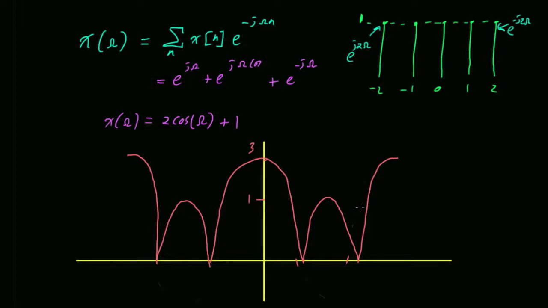Wouldn't it be from 3 to 1? No, cosine goes from -1 to 1. I double it, now it goes from -2 to 2. And then I add 1, so I just shift it up, so it goes from -1 to 3. I'm sorry. It's fine.